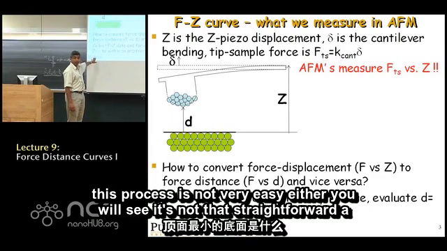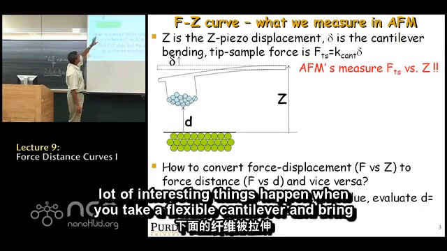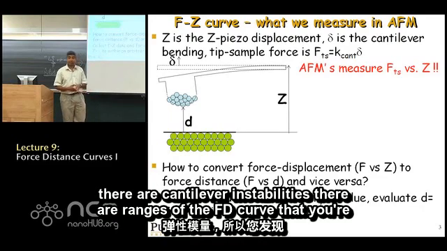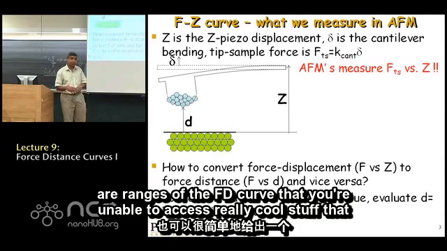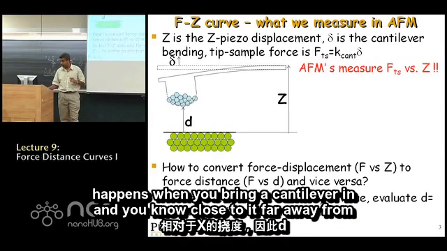You'll see it's not that straightforward. There are a lot of interesting things that happen when you take a flexible cantilever and bring it close to and far away from the sample. There are cantilever instabilities. There are ranges of the FD curve that you're unable to access. Really cool stuff happens when you bring a cantilever in close to and far away from the sample.